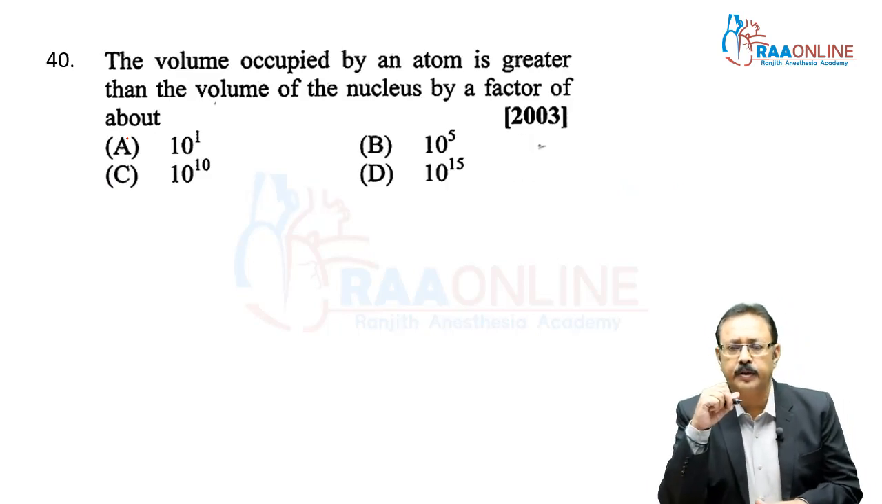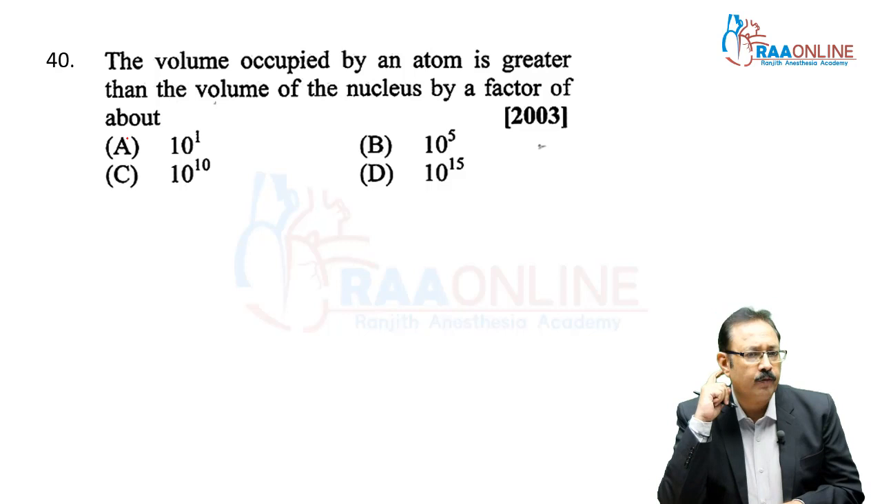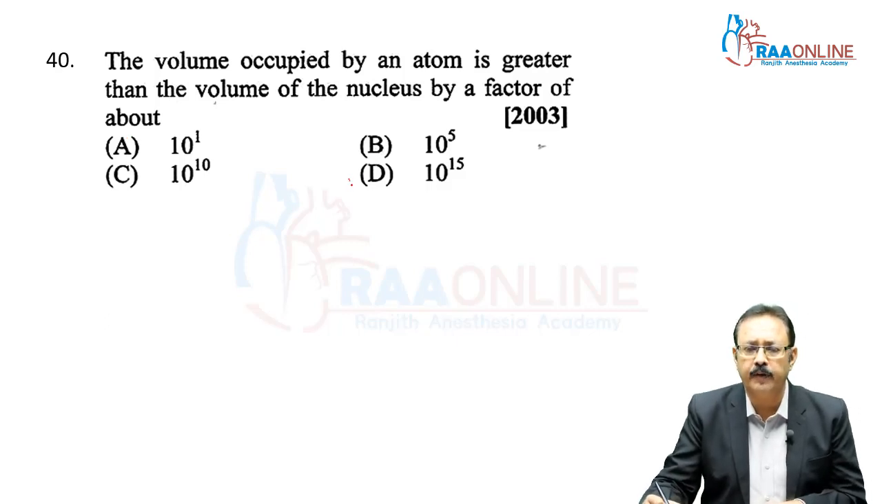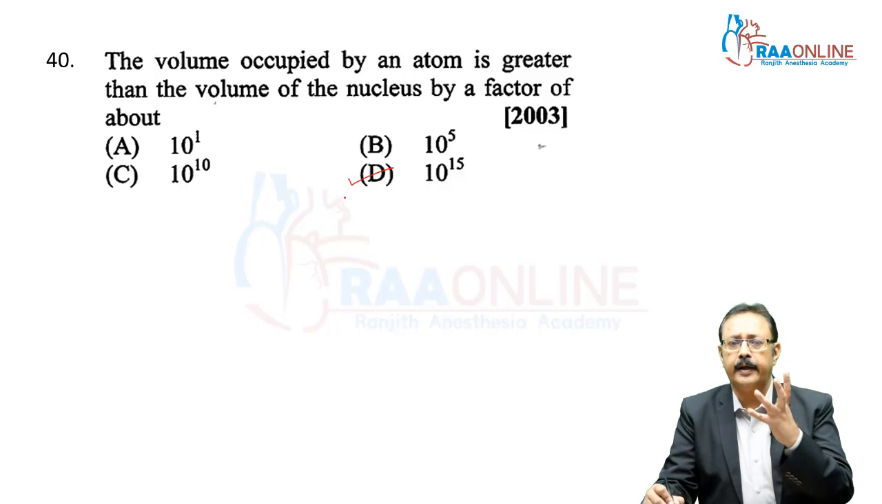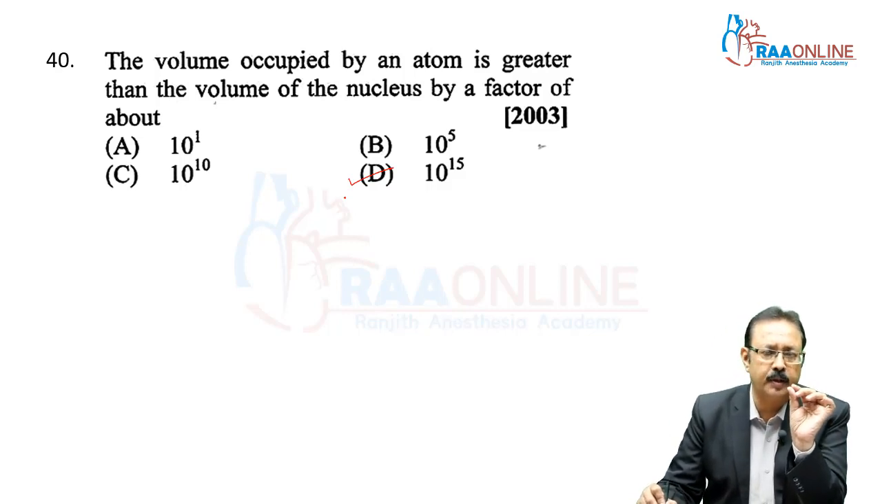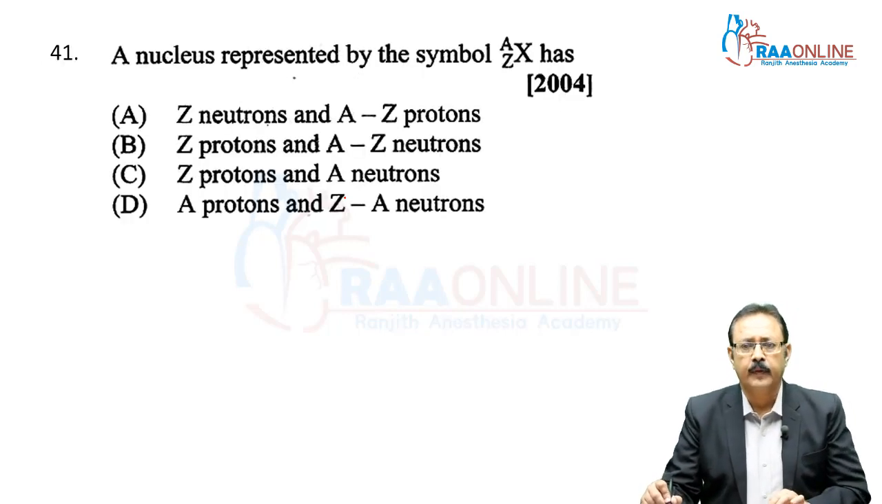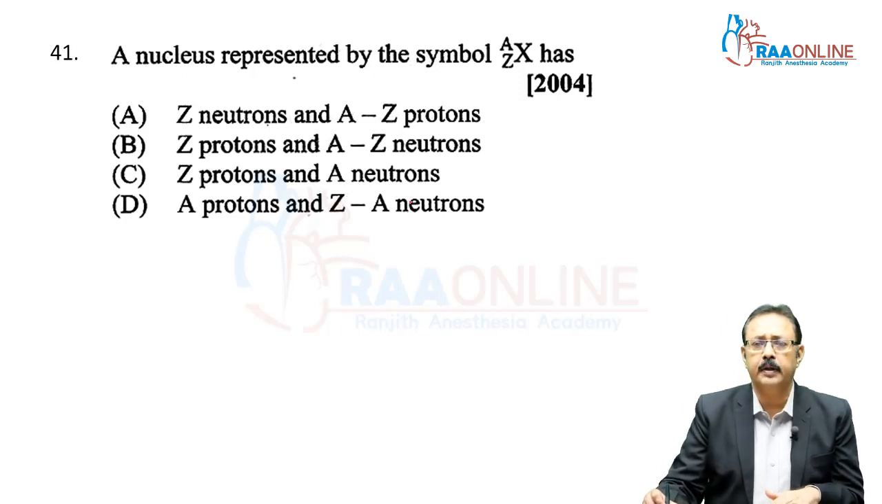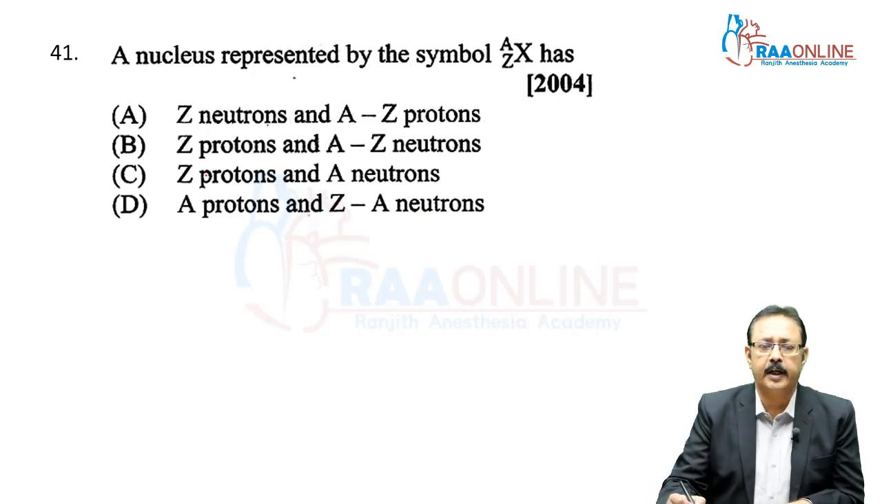Next, it is from 2003 AIPMT. The volume occupied by an atom is greater than the volume of the nucleus by a factor of about 10 to the power 15. Mostly the atom is empty space, and only a small portion of it is occupied by the nucleus. Next, it is from 2004 AIPMT. If we write the symbol as ZXA, it means Z protons, so A, B, C can be correct, and the neutrons number A minus Z. So we will go with option B.